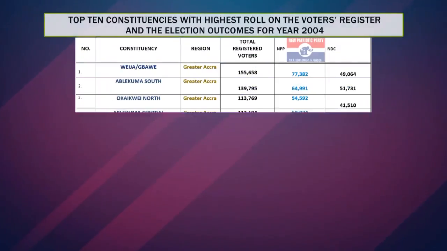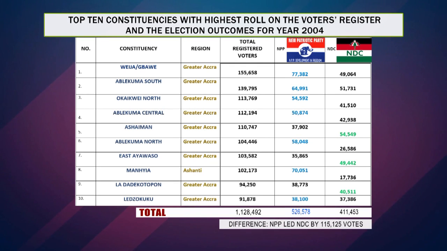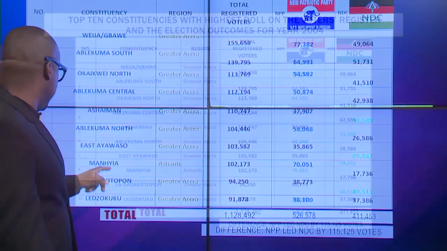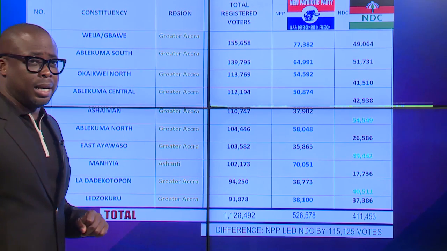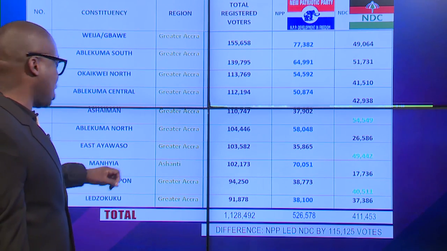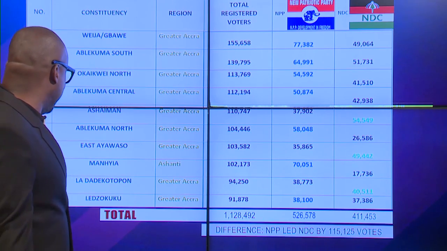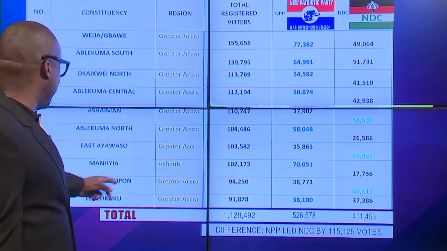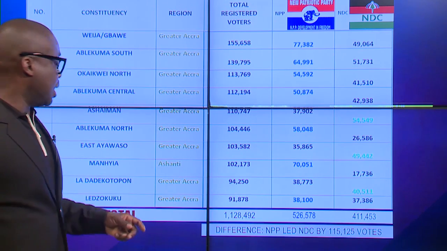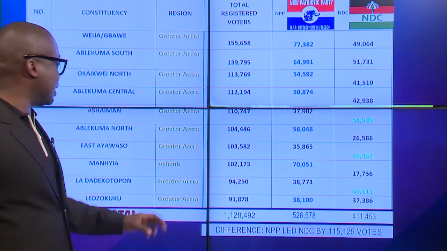Let's see how the trend continues in 2004. So in 2004, we have only one round of an election. Kufuor is president, and in the top 10, something has changed. You can see number 9, Ledzokuku has come into the top 10, and Ledzokuku has also come into the top 10. Ladadeko Topon is this constituency in the Labone, Labadi, 37, Bema Camp area. In 2004, they record a very high number of registered voters that qualifies them to come into the top 10 constituencies in the whole country. And Ledzokuku, the Teshi area, the East Airport area, and all those places also record such a high number of registered voters that they come into the top 10.